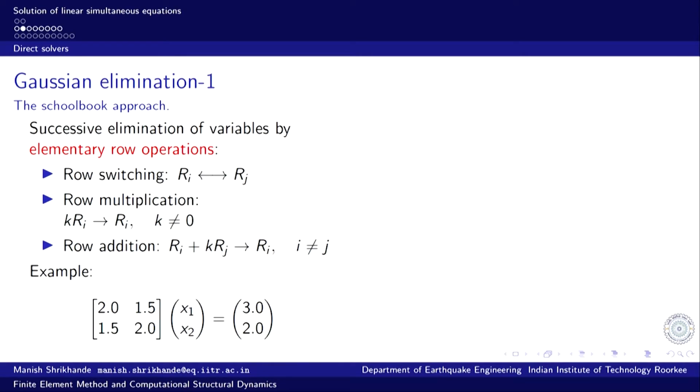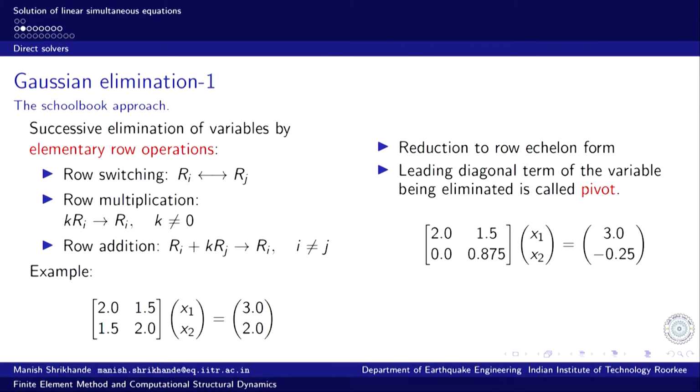So, let us take the same system of equations that we had originally. So, 2, 1.5, 1.5, 2, this is a symmetric matrix by the way, and two variables x1, x2, and the right hand side vector is 3 and 2. So, the idea is to reduce it to row echelon form by successive elimination. The leading diagonal term of the variable being eliminated is called the pivot.